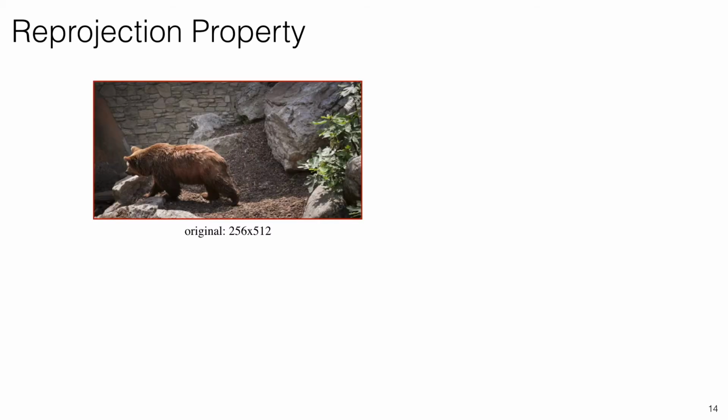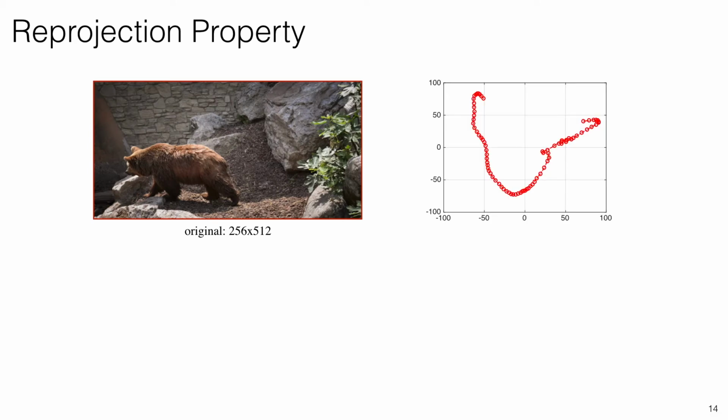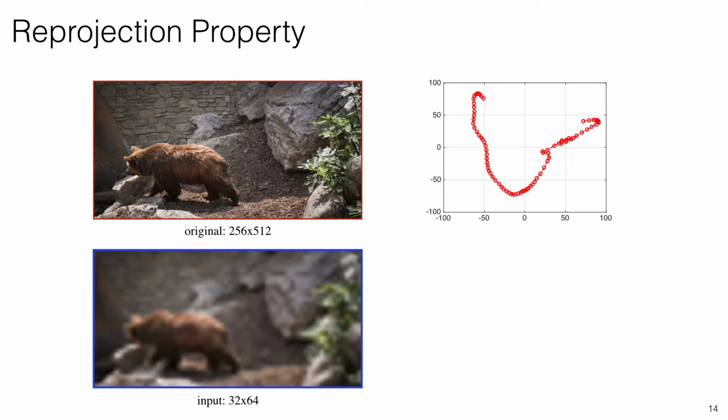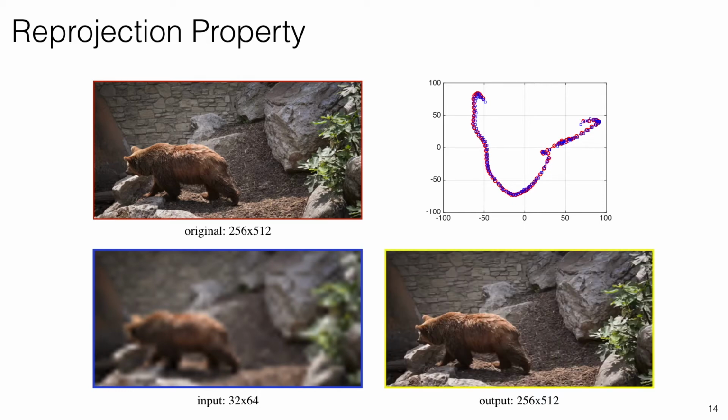We now explore the reprojection property of the autoencoder. Given an autoencoder trained on 82 frames of a video, we visualize the latent codes in a 2D space via PCA. The red line shows the temporally continuous behavior of the learned autoencoder. We now take a noisy 32x64 input and feed it to the autoencoder. The reprojection property of the autoencoder maps even the noisy points close to original points. This means we get a sharp output.